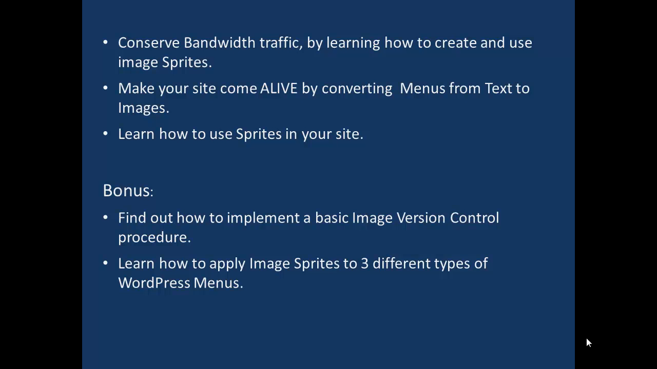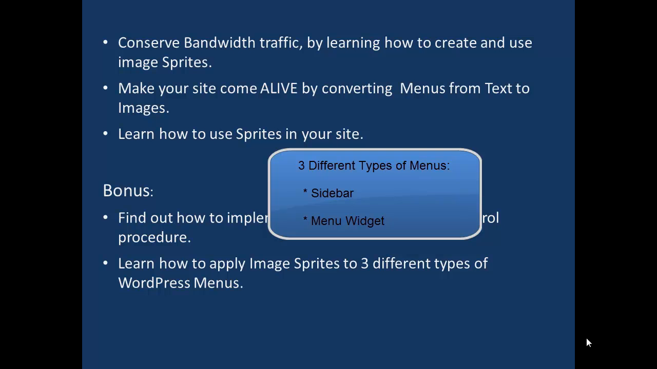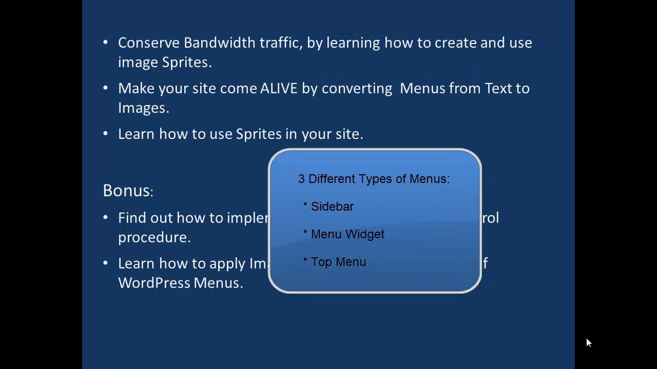Then finally, in the last section of the course, the WordPress section, we're going to take the image sprites and we're going to apply it to 3 different types of menus. We're going to initially take a sidebar text menu and swap it out for the image sprites. Then we're going to move on to making it stand out a little better by making it a widget. And finally, we're going to flip that menu on its side and turn it into a top menu.